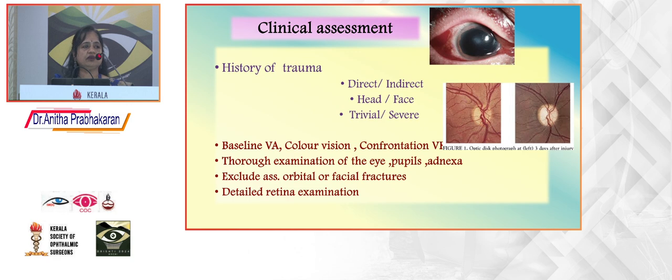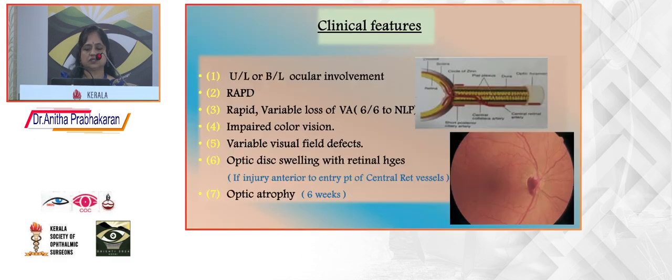So clinically, we need to get a detailed history of the trauma and look for features of optic neuropathy and any other associated injury to the orbit and the adnexa. It could be unilateral or bilateral. RAPD is the pathognomonic finding of traumatic optic neuropathy. If there's no RAPD, either it's not a traumatic optic neuropathy or it is a bilateral TON.